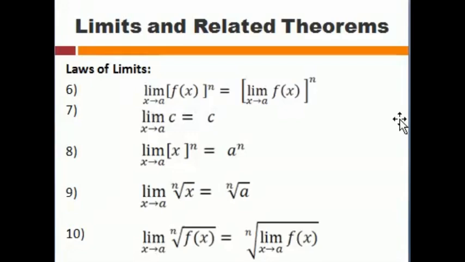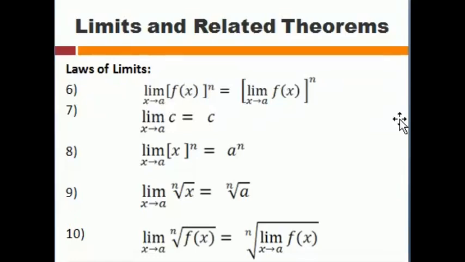Another law of limit, number 6. The limit of the quantity f of x raised to n as x approaches a is equal to the quantity, the limit of f of x as x approaches a, raised to n. Number 7, the limit of the constant c as x approaches a is equal to the constant c. Number 8, the limit of x raised to n as x approaches a is equal to a raised to n.